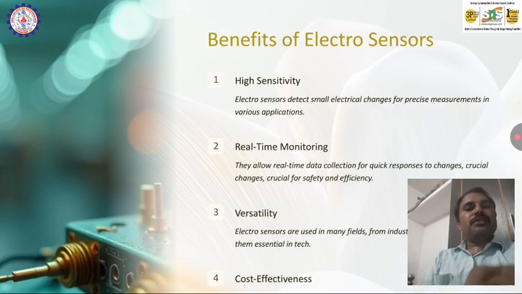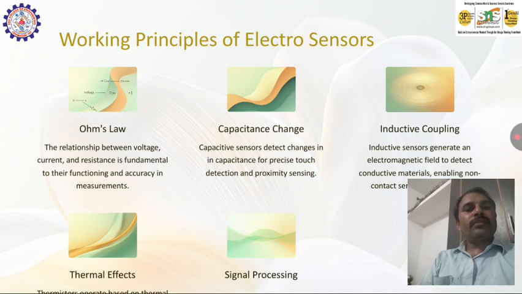So what is the working principle? Ohm's law, related to voltage, current, and resistance. These are the fundamentals for finding the accuracy of measurements. A capacitive sensor detects changes in capacitance, how much the current flows, and so on. Proximity is a particular condition.